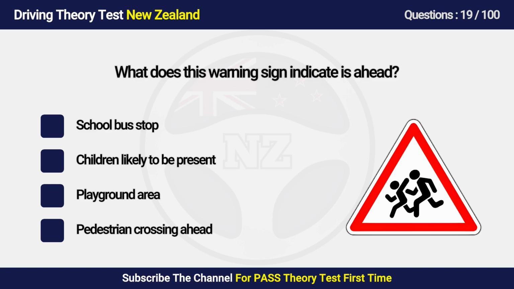A. School bus stop. B. Children likely to be present. C. Playground area. D. Pedestrian crossing ahead.